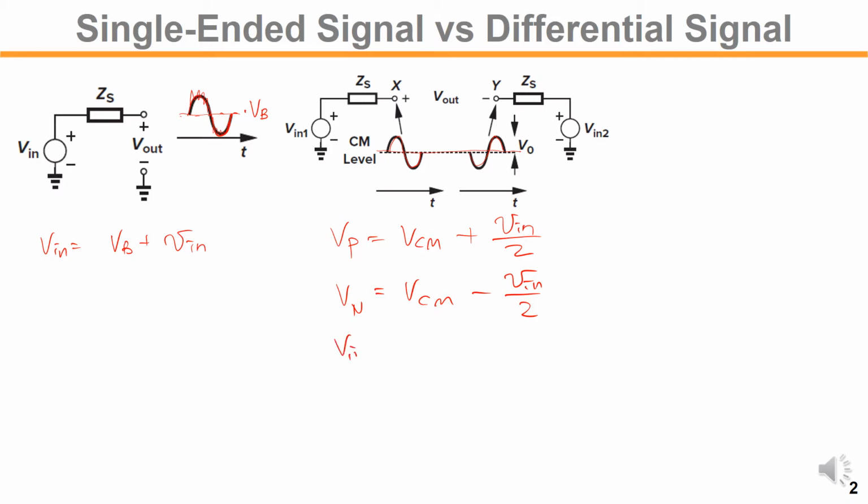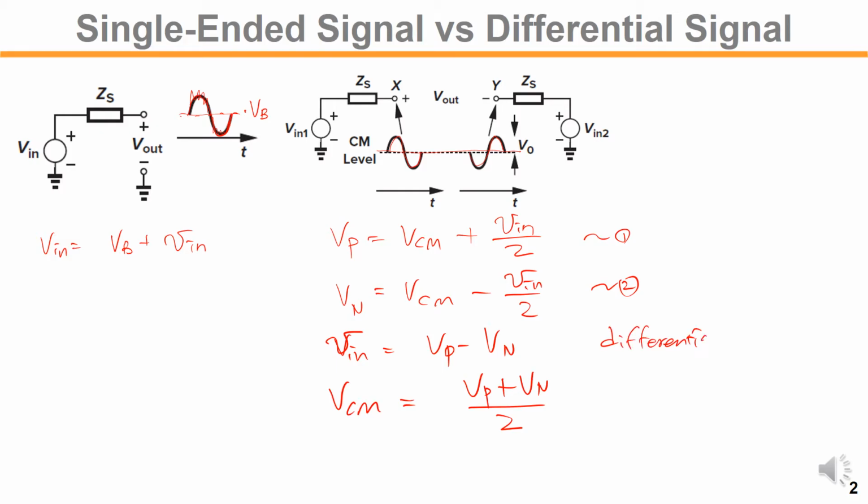So from the two expressions, we can derive that the small signal variation Vin would be Vp minus Vn. And the common mode VCM will be what? Vp plus Vn over 2. So this kind of signaling gives us a differential component and a common mode component.